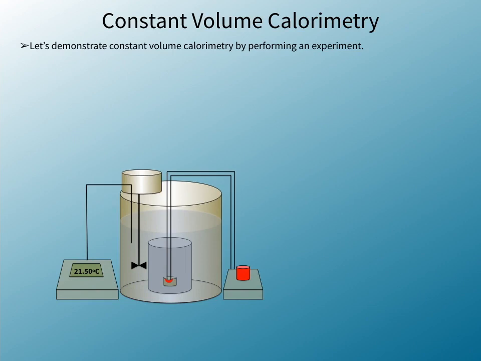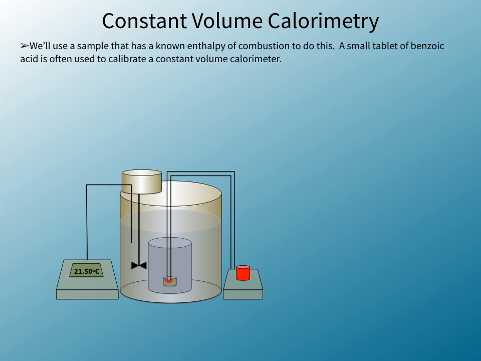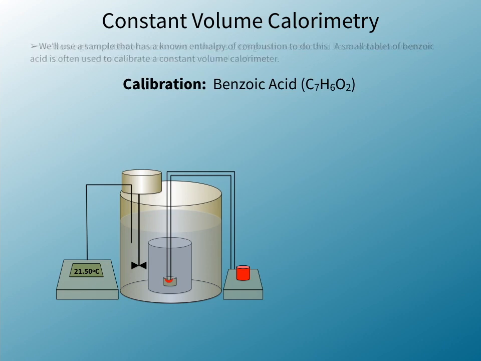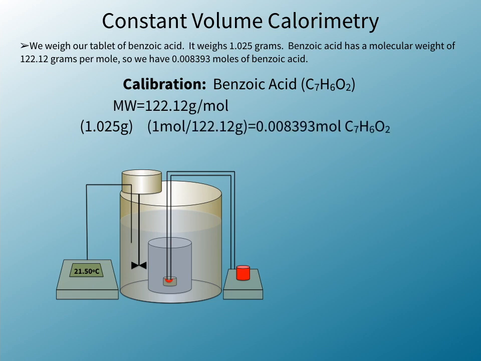Let's demonstrate constant volume calorimetry by performing an experiment. First, we'll need to calibrate our calorimeter by finding how many kilojoules of energy it takes to raise its temperature by each degree Celsius. We'll use a sample that has a known enthalpy of combustion to do this. A small tablet of benzoic acid is often used to calibrate a constant volume calorimeter. We weigh our tablet of benzoic acid. It weighs 1.025 grams.